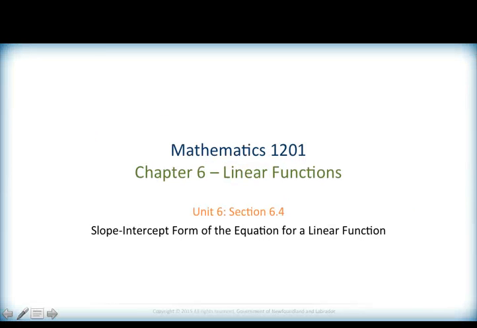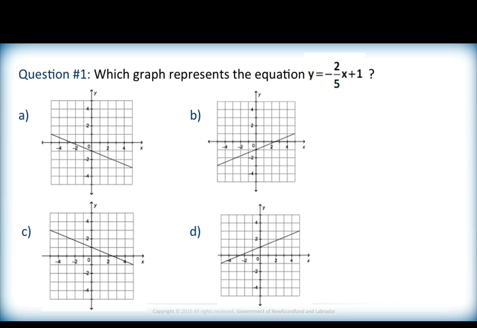In this lesson, we will look at questions from Unit 6, Section 6.4, Slope-Intercept Form of the Equation for a Linear Function. Question 1. Which graph represents the equation y equals negative 2/5 x plus 1?